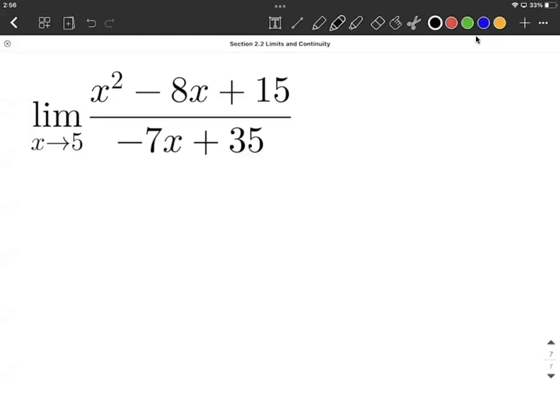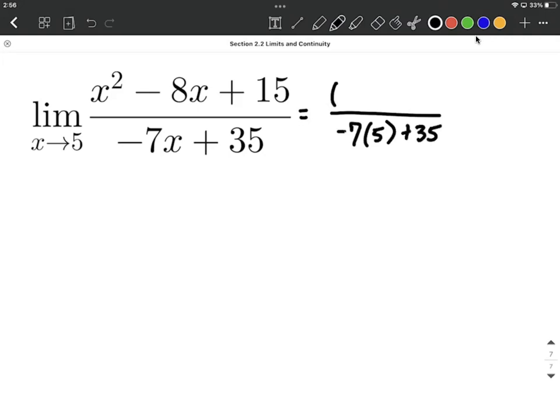All right, let's try to evaluate some limits. In this case, we're trying to find the limit as x approaches 5 for this rational function. So I'm getting started here. This one does not come in factored form to us. So a lot of times starting out, what we'd like to do is simply try to evaluate this when x equals 5. So replace each one of the x's with 5s and see what happens.